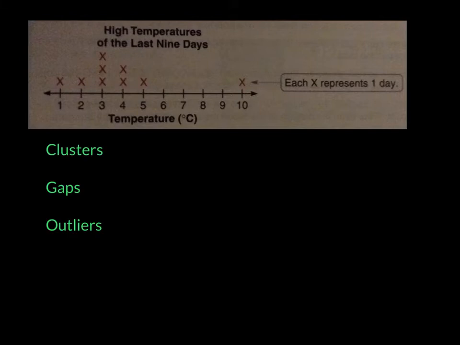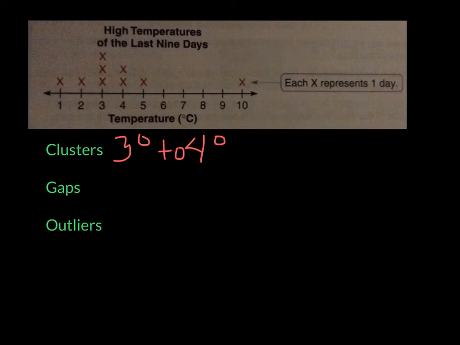So the first one we're going to look at is clusters. Remember that's the place on the line plot where several x's occur very close together. So right here we have a group of 3 and a group of 2. That would be a cluster. So here our data cluster would be from 3 degrees to 4 degrees. We're not counting all of those ones because there's a few of them scattered. Right here is where we're counting because there's 3 and 2 together. So that would be our cluster on this graph.